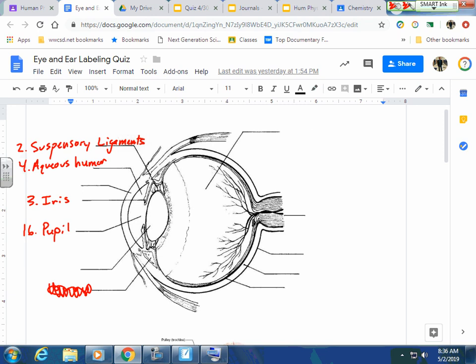And number 5 is the lens. Focuses our light on the retina so we can see things. We've got the very front portion of the eye. Number 6 is cornea. Cornea. Number 7 is vitreous humor.